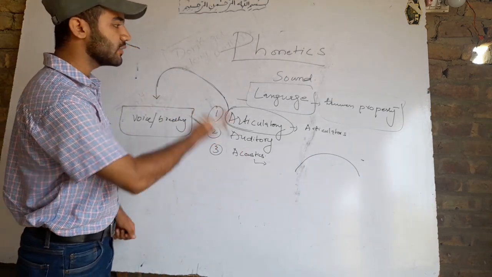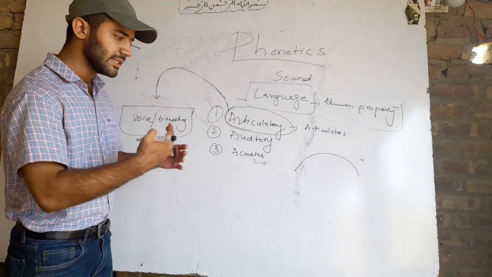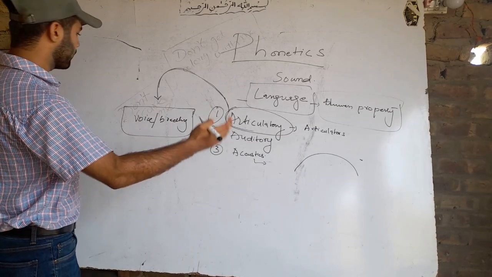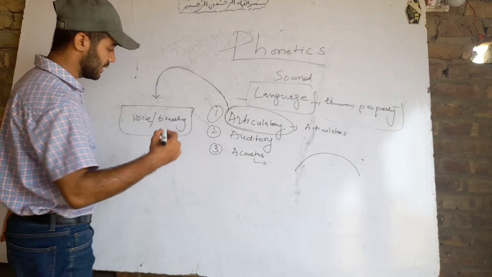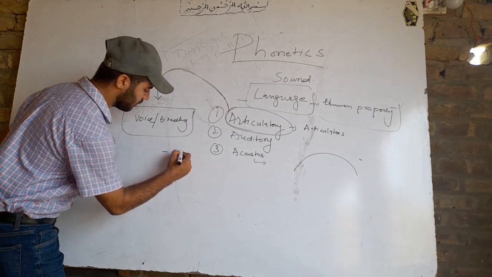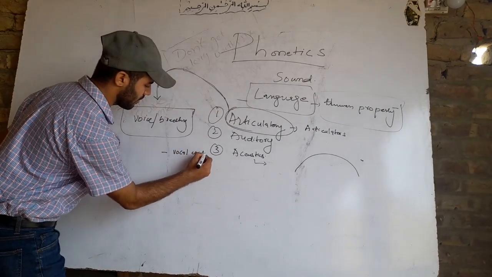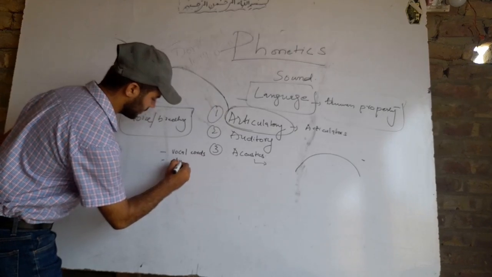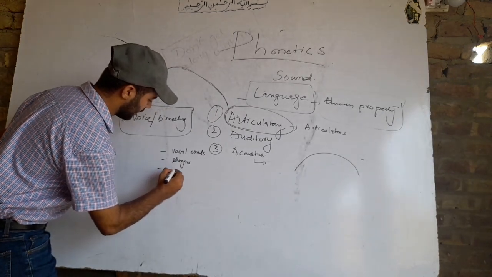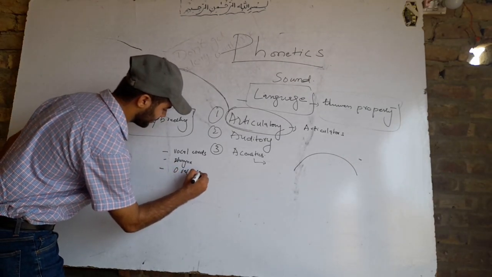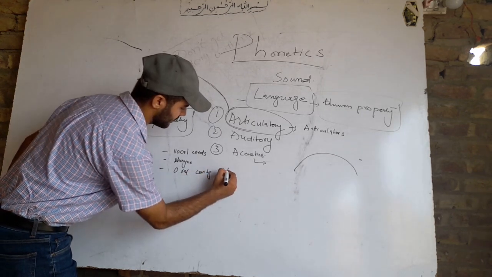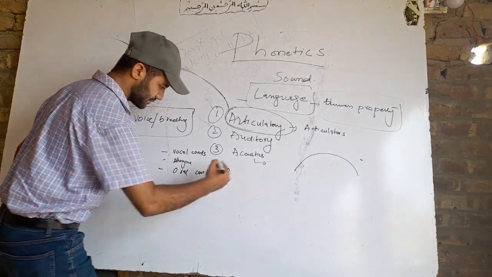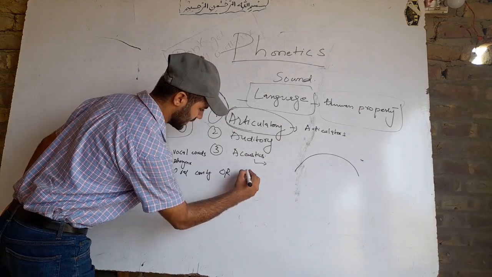And after that, we have a series of articulators that obstruct the airflow, and that obstruction results in the production of voice. So the articulators that actively participate in voice production are, number 1, the vocal cords. After that, we have the pharynx, and then we have the oral cavity and or nasal cavity, because the voice will be produced either through the oral cavity or the nasal cavity.